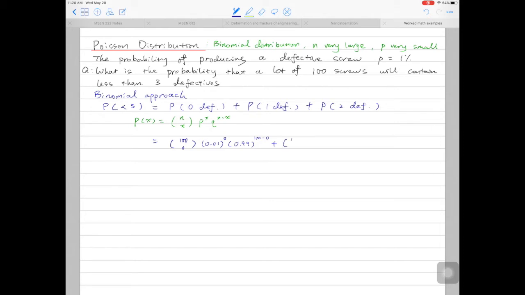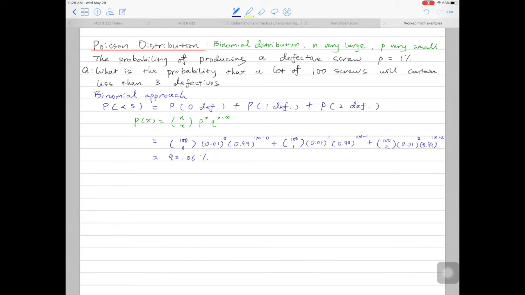For the probability of having 1 defective, n is equal to 100, x is equal to 1, then 1% of having defective to the power of 1, then 99% probability of not having defective, to the power of 100 minus 1. Apply the same logic to the third case, having 2 defectives. Plug these numbers into a calculator. You'll get the probability of having 100 screws containing less than 3 defectives is 92.06%. This is a rather long and tedious approach to solve this kind of problems.